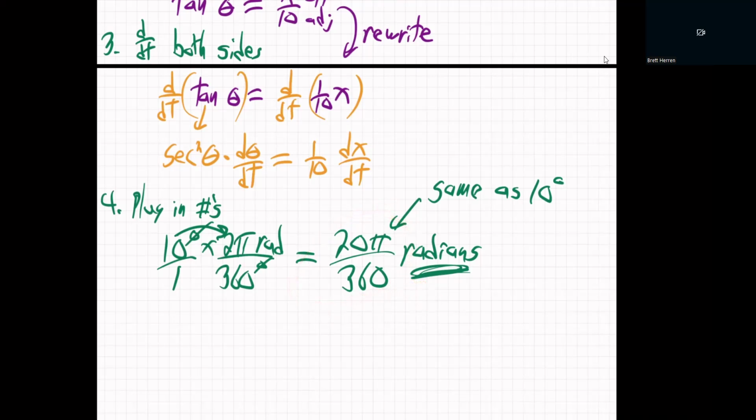So right here, maybe I should have written know what I'm doing. I'm changing 10 degrees to radians because everything's got to be in radians. So I put degrees on the top and degrees on the bottom so that they cross-cancel. They're out of there. What's left is radians. 2 pi radians all the way around is the same as 360 degrees. Then just multiply straight. There we go. So I changed that to radians.